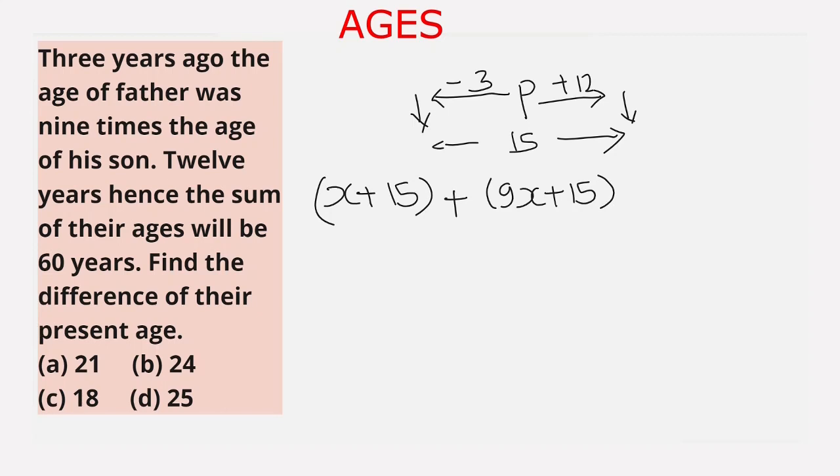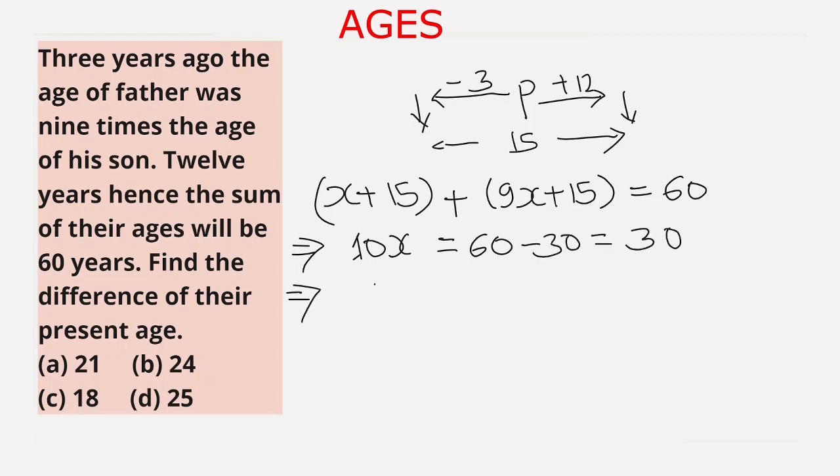So I add these two numbers, x plus 15 plus 9x plus 15 equal to 60 years. This gives 9x plus x is 10x equal to 60 minus 15 and 15 is minus 30 equal to 30. This gives x equal to 3 and the difference between these two ages is 9x and 1x, that is 8x.